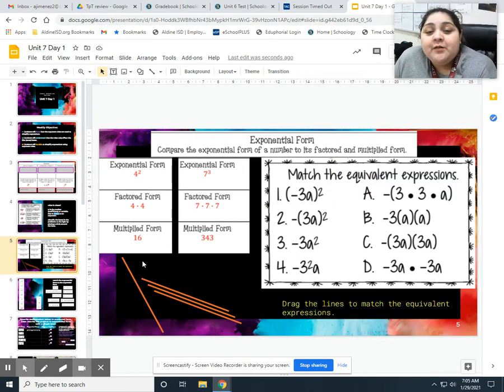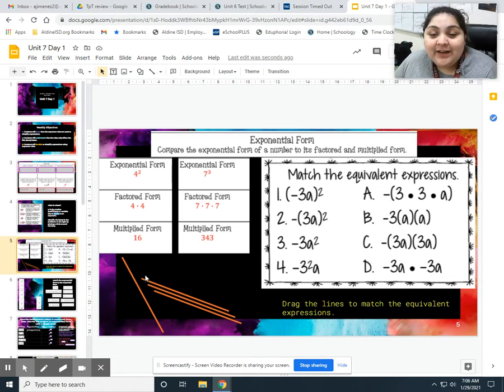So what we're doing here is that we're going to compare the exponential number to its factors form. So I have 4 squared. That means the factors form, or the expanded form, as I like to call it, is 4 times 4. Multiplied would be 16. All right, 7 to the third would be 7 times 7 times 7, or 343. I just wanted to show y'all the expanded form. All right, so now this is what we have over here. We're matching the exponential form, which is the exponent form, to the expanded form, or the factor form.